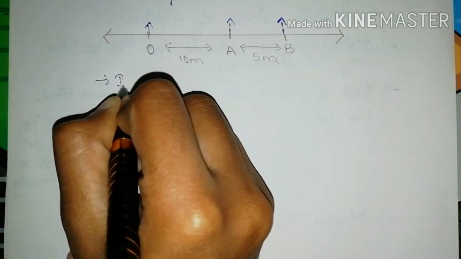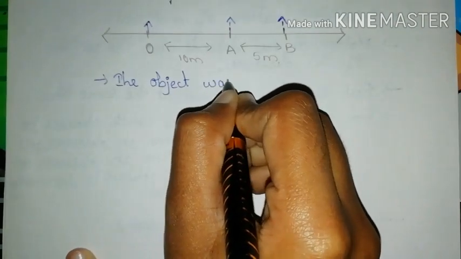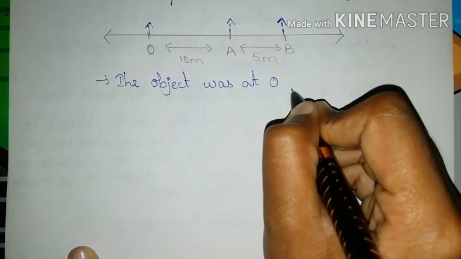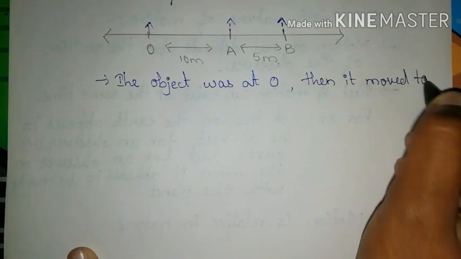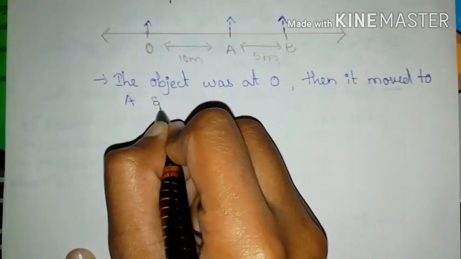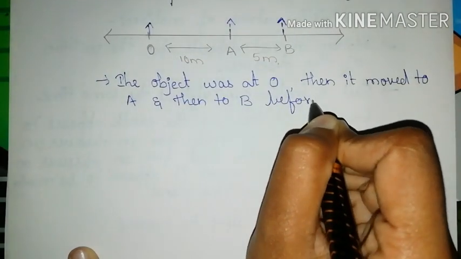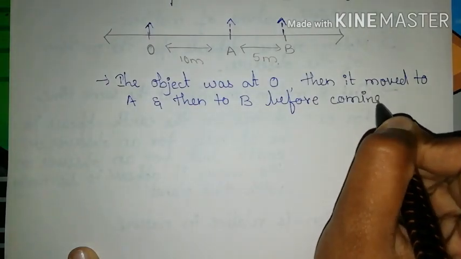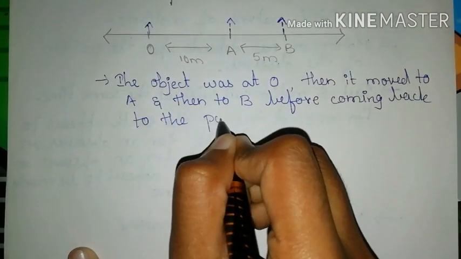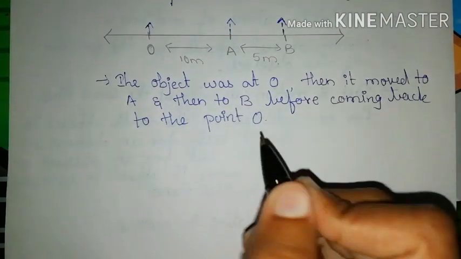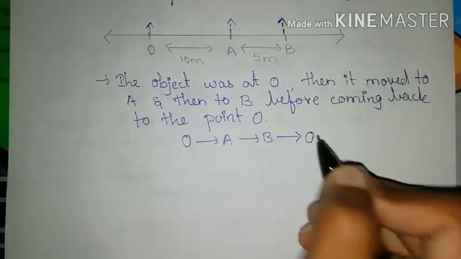First the object was at O. Then it moved to A, and then to B, before coming back to the point O. So now the object has traveled from O to A to B, then again straight back to O.